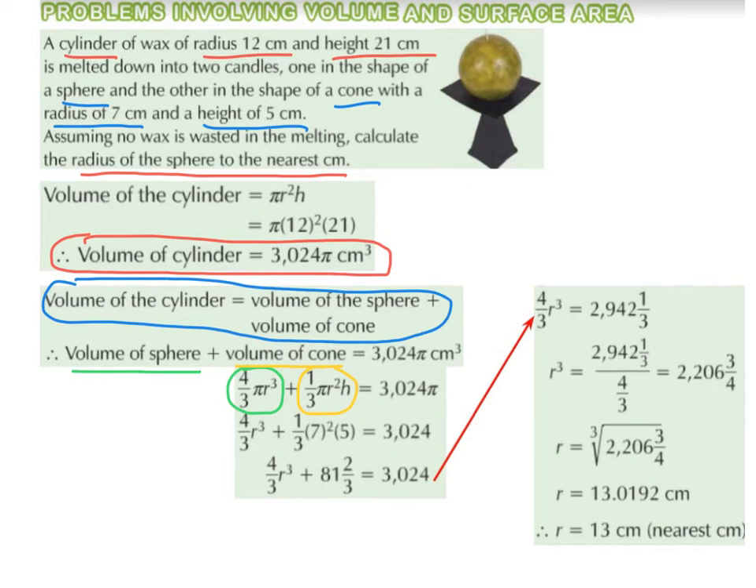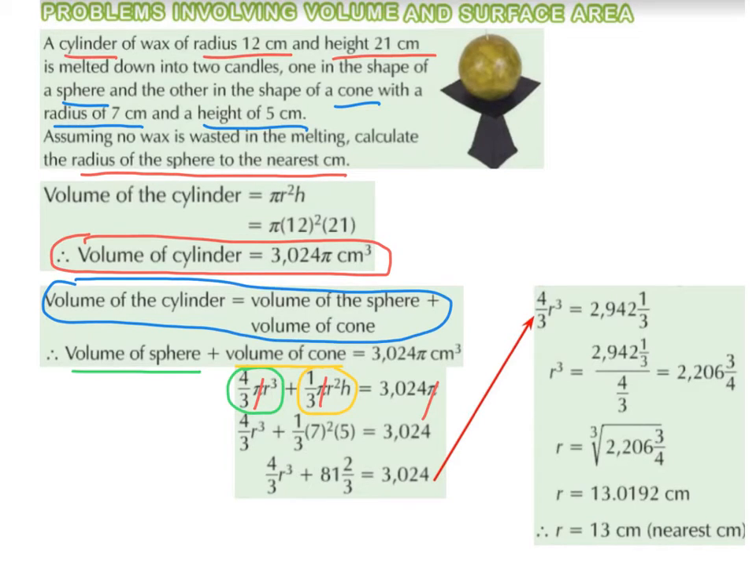In our next step, we sub in our information about the cone. So radius of 7 and a height of 5. So we swap the r for 7 and the h for 5 in the volume of the cone. And we can also cancel out the pi's that are common to each of our terms. So we're left with 4 over 3 r cubed plus a third times 7 squared times 5, and that's equal to 3024. 4 over 3 r cubed stays as it is, and a third times 7 squared times 5 gives us 81 and 2/3, and this is equal to 3024.